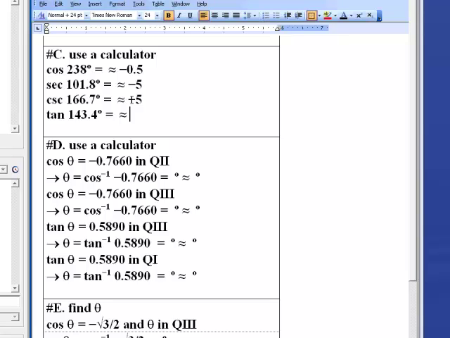Tangent 143.4 degrees. The reference angle is 36.6 degrees. I'm kind of in between 30 and 45 degrees for the reference angle, so between 0.577 and 1, so maybe make it 0.7. I'm in the second quadrant, where it will be negative.